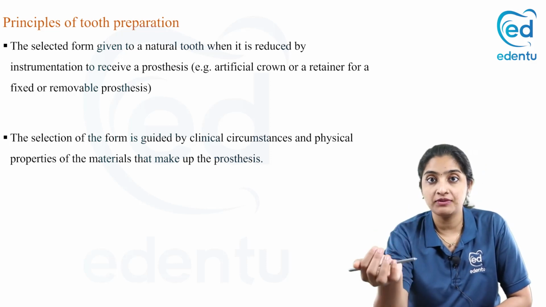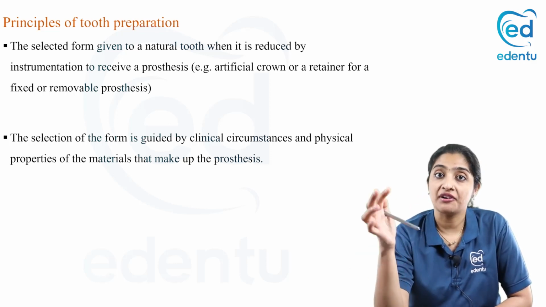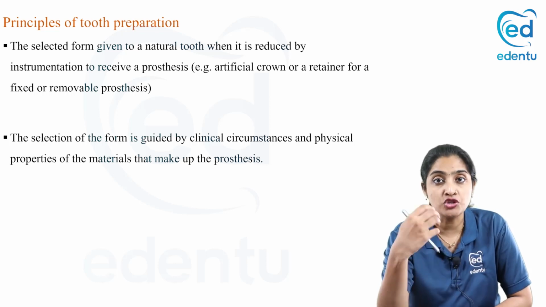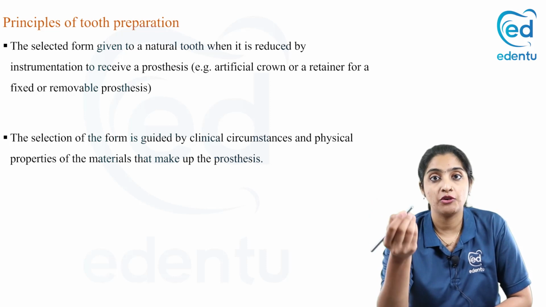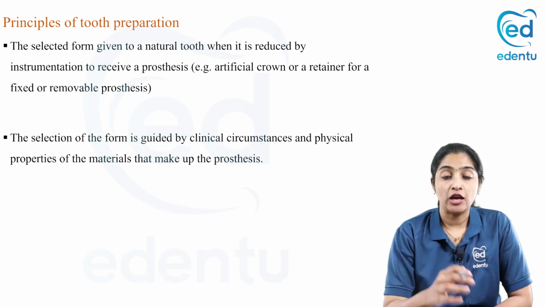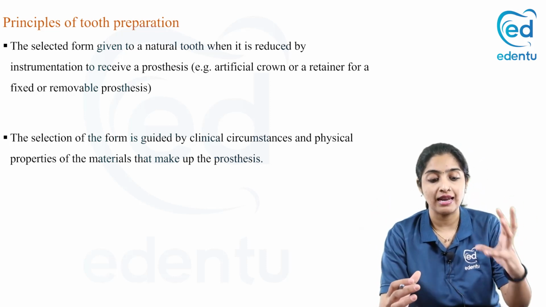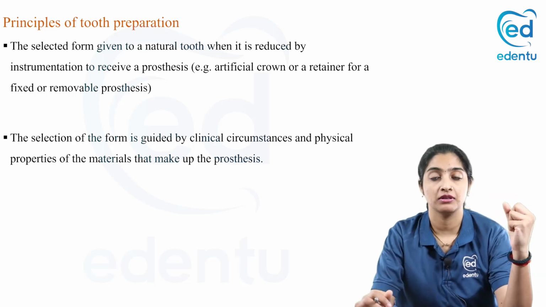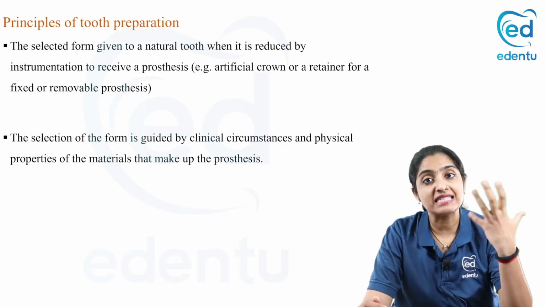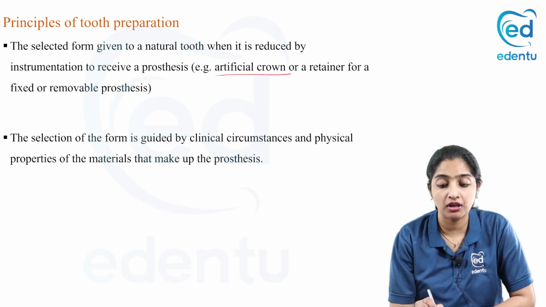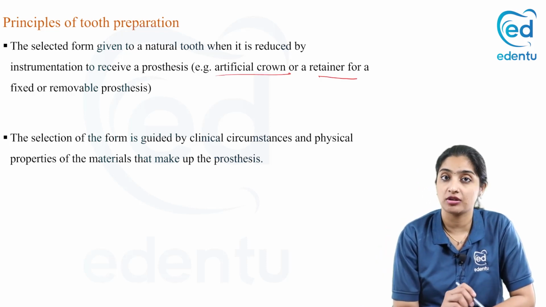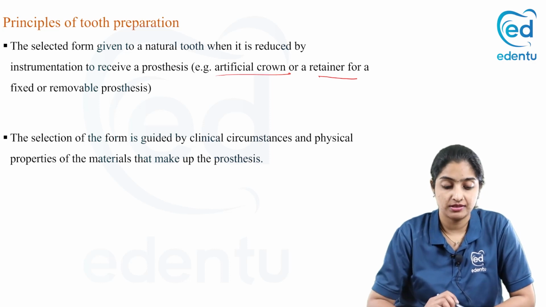Now, how is the form given? It is given by reducing the tooth with instruments. That is, in this case, we are using an airotor and diamond burs. Now, why is this done? Why is this selective shaping of form given? We do it to receive a prosthesis. It could be either for a crown or a retainer of a fixed or a removable prosthesis.